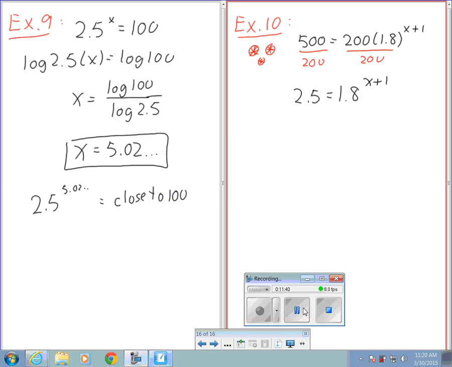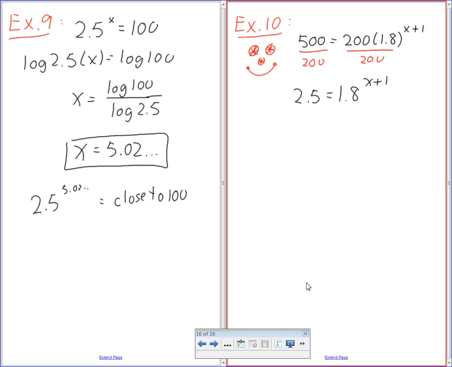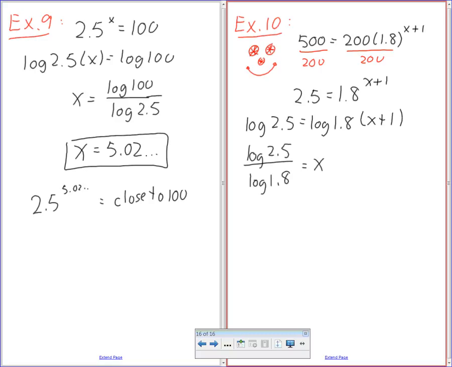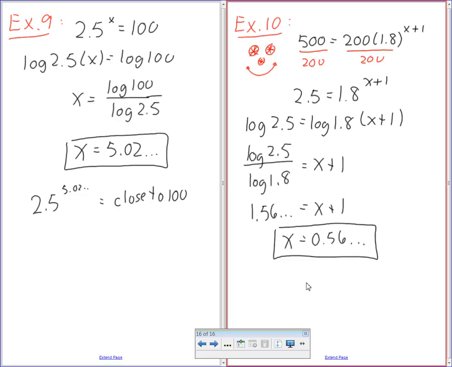Pause the video. All right, first step here is going to be what, please? Nobody? Okay, log. Thank you. Log of 2.5 equals log of 1.8 to the x plus 1. So we have log of 2.5 over log of 1.8 is x plus 1. I got 1.56. Someone confirm that for me? I rounded. Did I forget to? Okay, sorry.